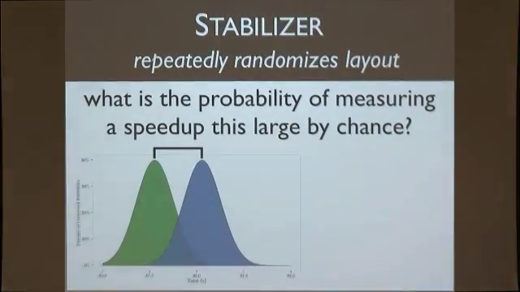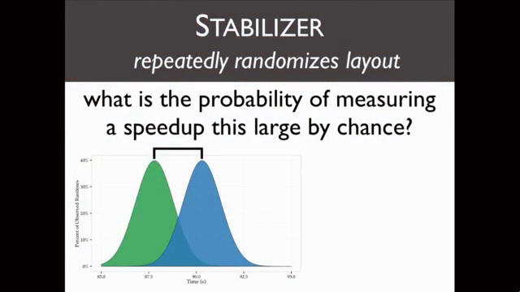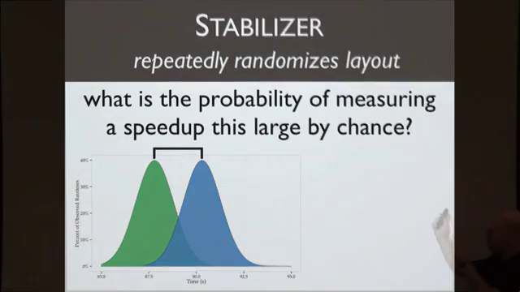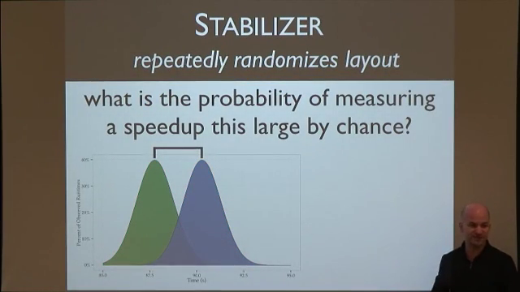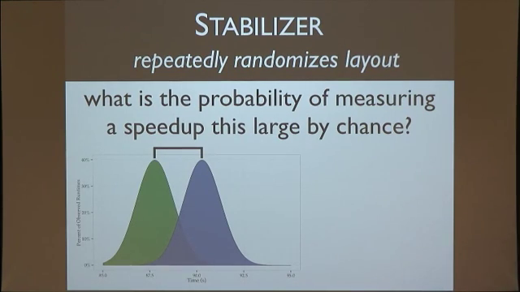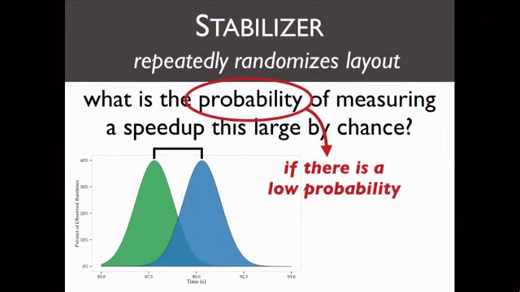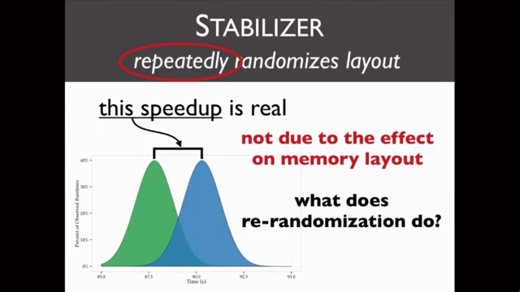So we do this randomization, we do all the stabilizer stuff. Now it's actually going to put us into a position where you can ask the question exactly this way. What is the probability that we would observe this much difference just randomly? And the argument that everybody makes statistically is, if this probability is low enough, for some definition of enough, then we argue that the speedup is real. And because we've randomized the layout, we know that this speedup is in fact not due to memory layout.